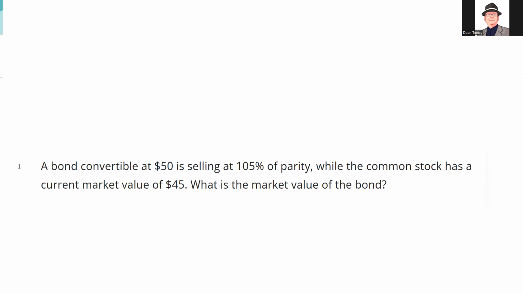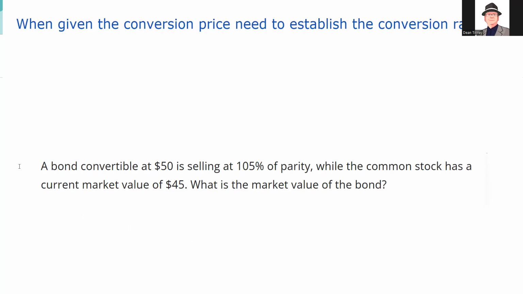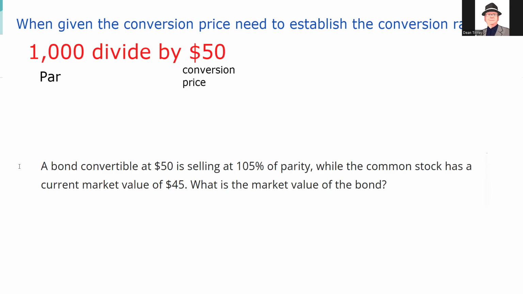All right, so the first thing we have to recognize is that when we're given the conversion price, we need to establish the conversion ratio. As a test taker, the minute I see the conversion price, I go, I don't need the conversion price. I need the conversion ratio. Those conversion terms are based on par. So we take par and divide by the conversion price, and we get the conversion ratio. That's an intermediate step we're going to have to do in convertibles.